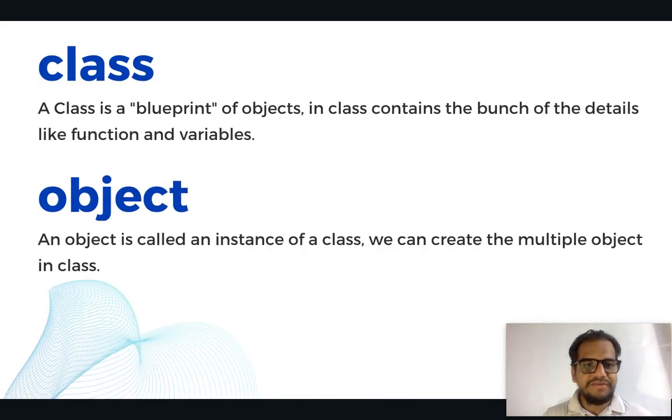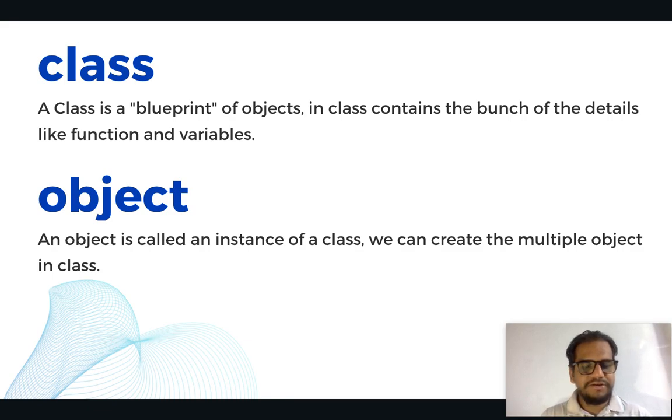Class. A class is a blueprint of an object. A class contains a bunch of details like functions and variables. We already learned about functions, and in that we also learned about variables, like local variables and global variables. In a similar way, a class can contain those too, right?